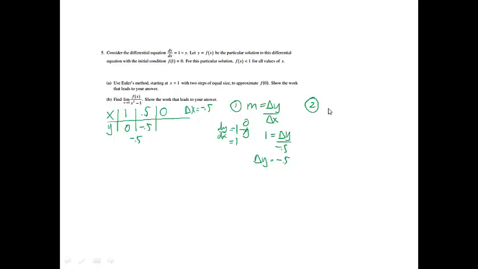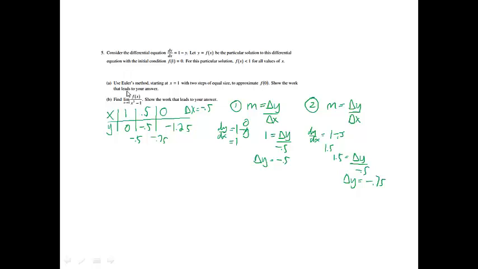My second step, again, will have m = delta y over delta x. My slope this time is going to be dy/dx = 1 minus the y value. This time the y value is negative 0.5. So when I do that, I will get 1.5. So now I'm going to have 1.5 = delta y over the step size, which was negative 0.5. That's going to give me delta y = 1.5 times negative 0.5, which is negative 0.75. So I need to go down 0.75. So negative 0.5 minus 0.75 is negative 1.25.